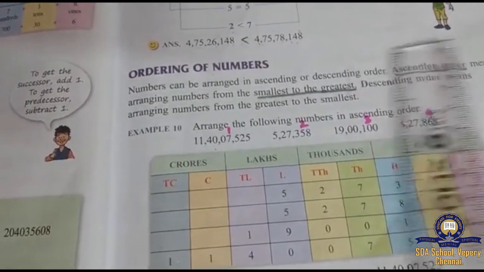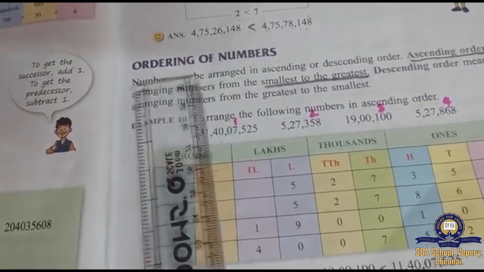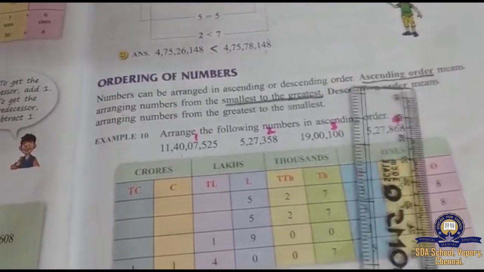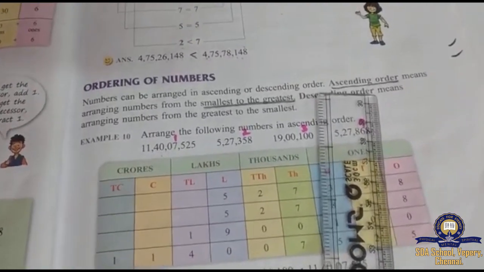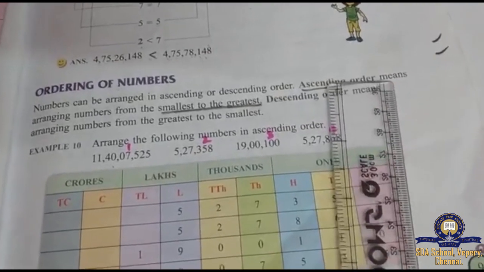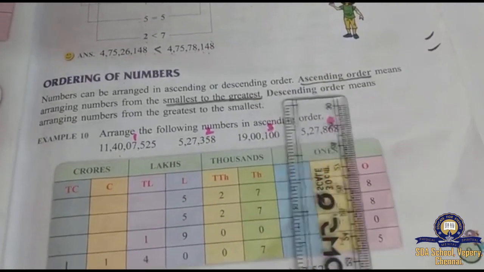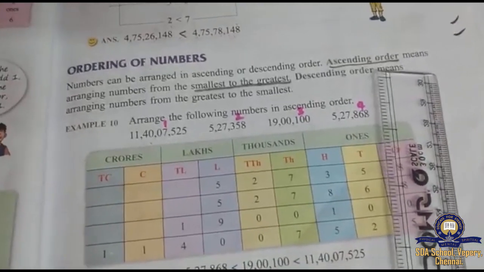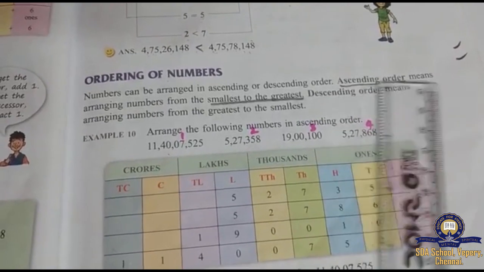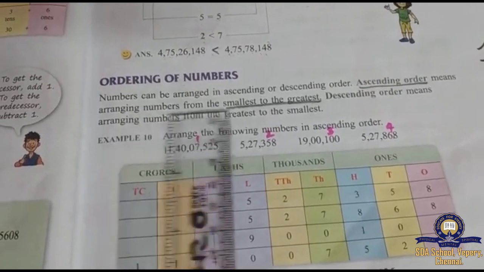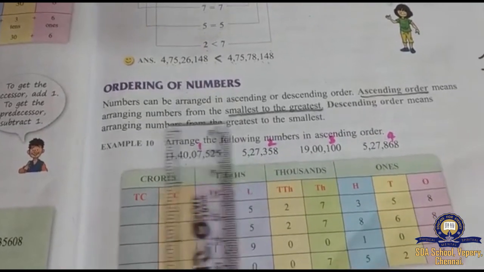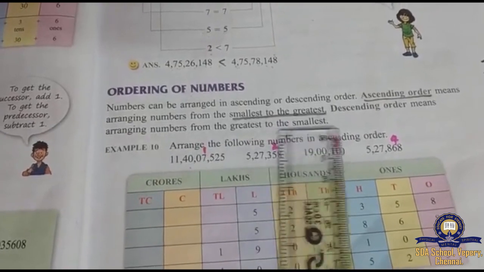I will read and explain this sentence, it is very important. Numbers can be arranged in ascending or descending order. In ordering, we have two types: one is ascending order, the next is descending order. What is the meaning of ascending order? What is the meaning of descending order? Ascending order means arranging the numbers from the smallest to the greatest. Descending order means arranging the numbers from the greatest to the smallest.